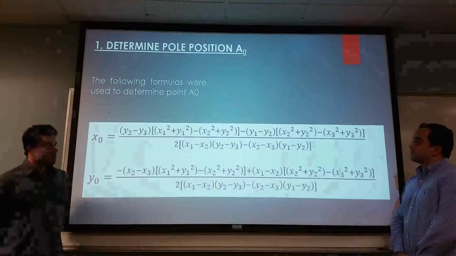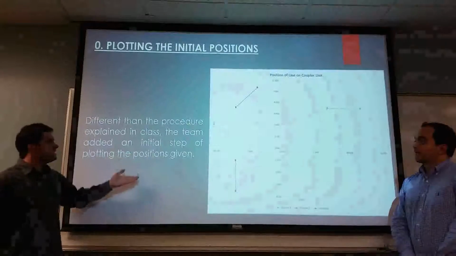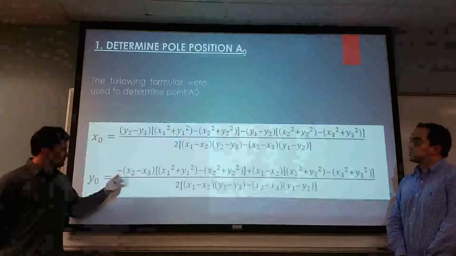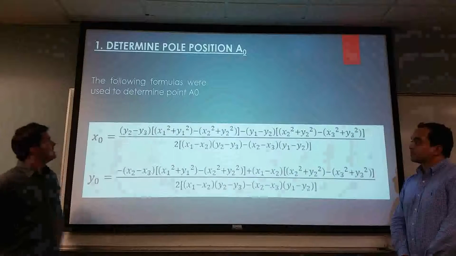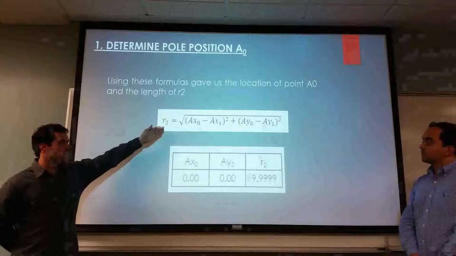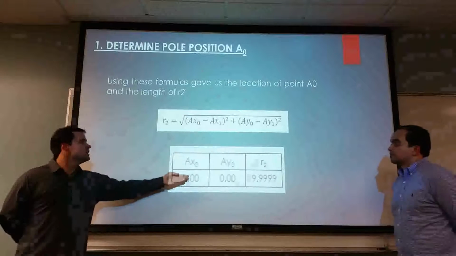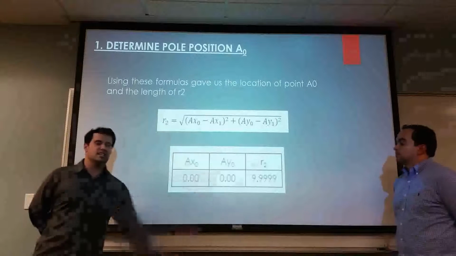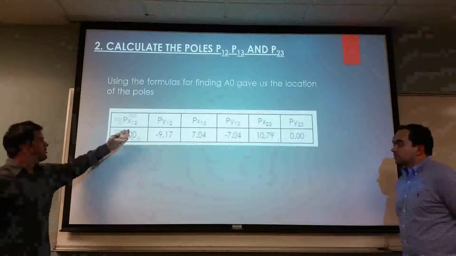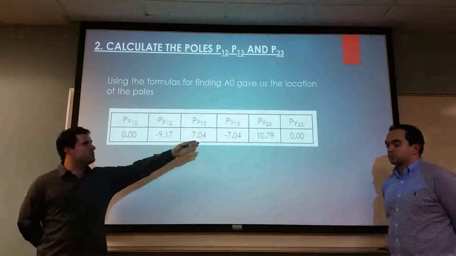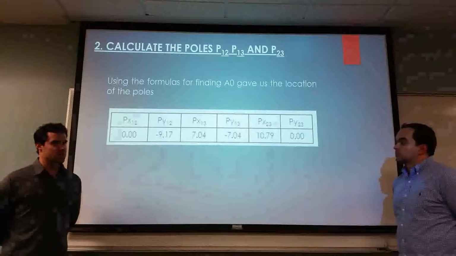To determine the center point A0 for all these points, we use this set of equations that were given to us in our class. We ran these calculations along with the length, determined the distance parameter as determined in our class, which gave us the position of A0 as well as the length of R2 for all those points. We also had to determine P12, P13, and P23 for these points along the axis of A and B.